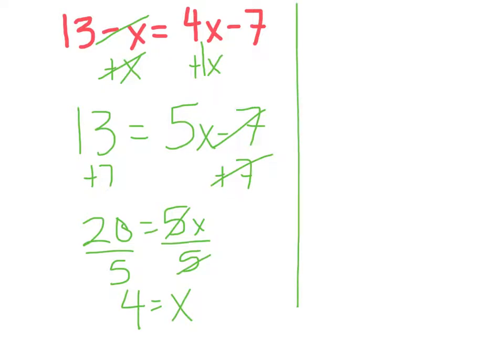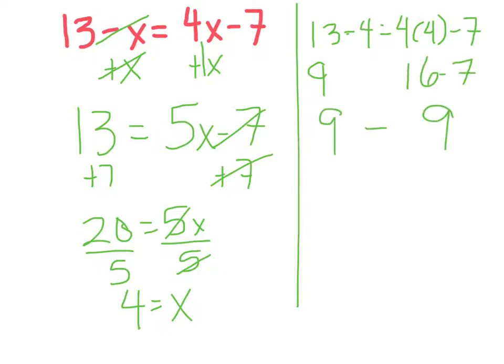And then I check it. 13 minus 4 equals 4 times 4 minus 7. So 13 minus 4 is 9. And over here I have 16 minus 7, which is 9. And they are equal to each other.